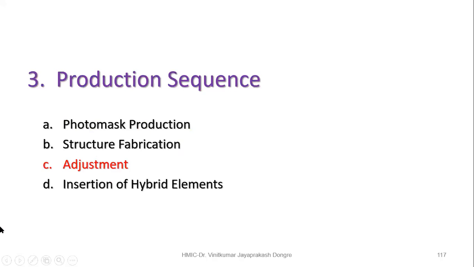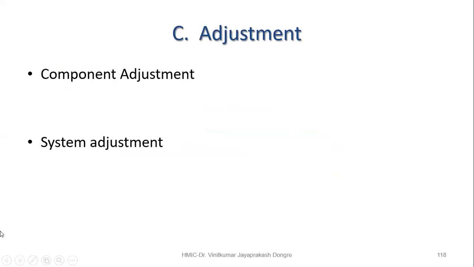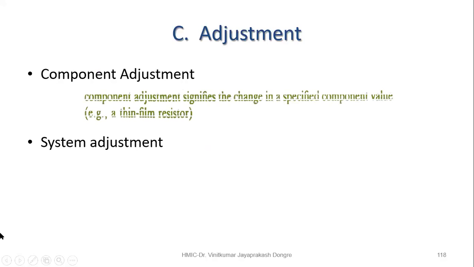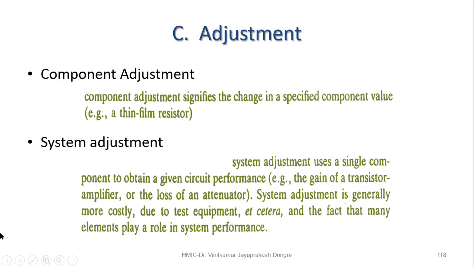This adjustment is a very minute thing, whatever adjustment we have to do in this. So here there are two things: the component adjustment and the system adjustment. The examples, such as how the resistor value adjustment is done, we are going to discuss.